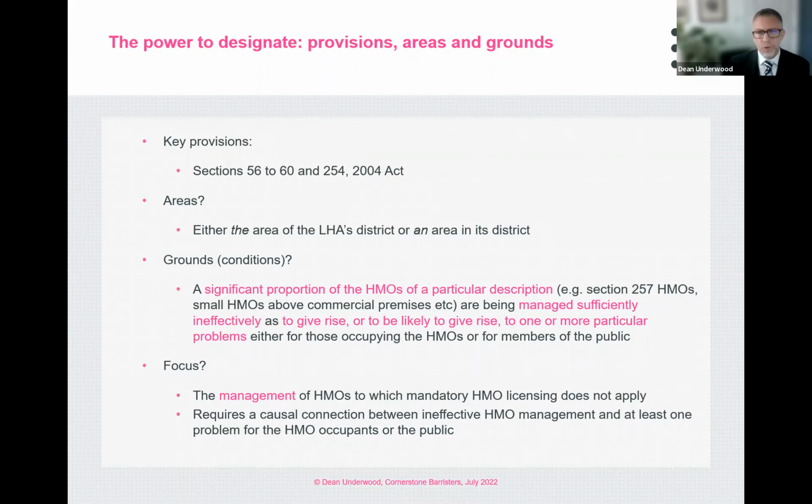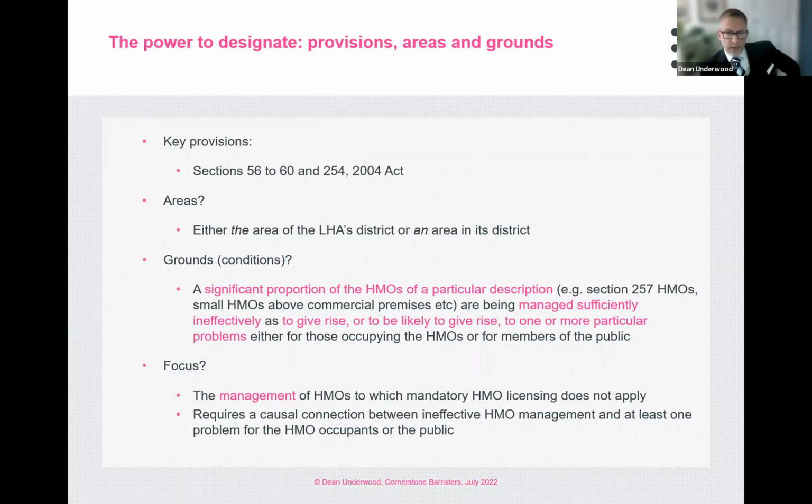Now, a few words about those provisions. Before I come on to the ground or the condition and say a few things about that itself, it's worthy of note that by section 56, subsection 4, a local housing authority has the power to make a designation which applies to all of the HMOs in its area.